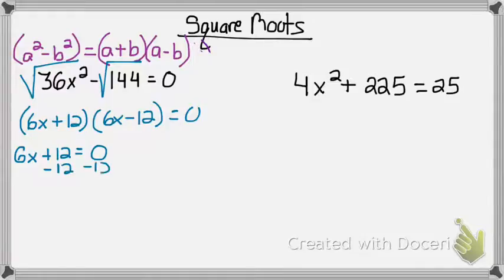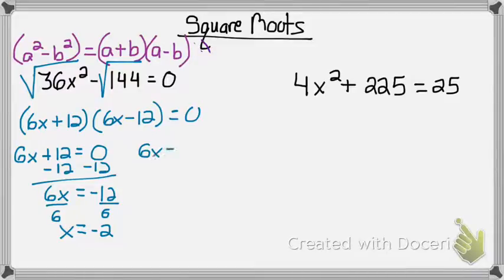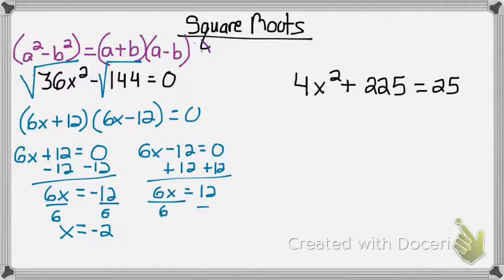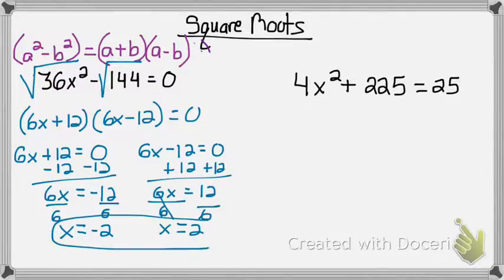Subtract 12 on both sides, and then divide by 6. When I do that, I'll get x equals negative 2. When I do 6x minus 12 equal to 0, to solve for x, I'll add 12 on both sides, and I get 6x equals positive 12. Then when I divide that by 6, I'll get positive 2. So those are my two answers for that.